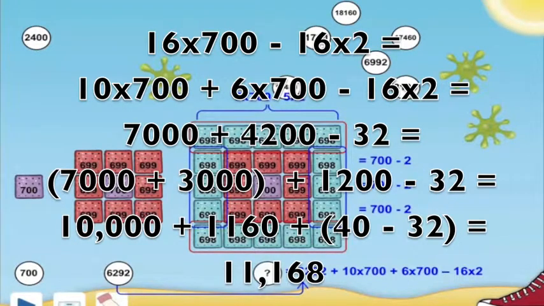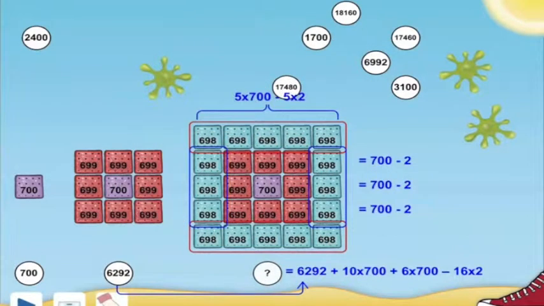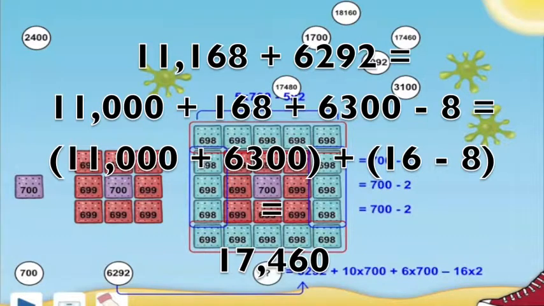Instead of subtracting 32 directly away from 1,200, we're going to pull a 40 out of the 1,200, which brings us to 1,160, and we'll subtract the 32 from the 40. So we end up in conclusion with 10,000 plus 1,160, which is 11,160, plus the 8 from 40 minus 32, and we obtain 11,168. We will add 11,168 to the previous total of 6,292. We have 11,168 plus 6,292 is equal to.